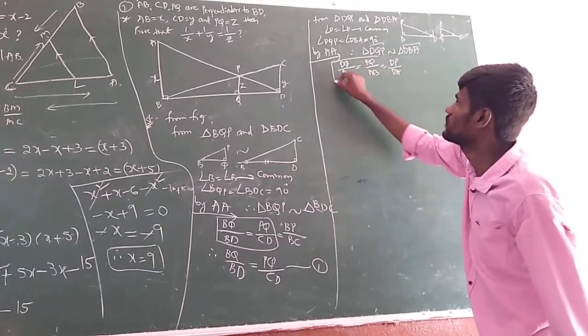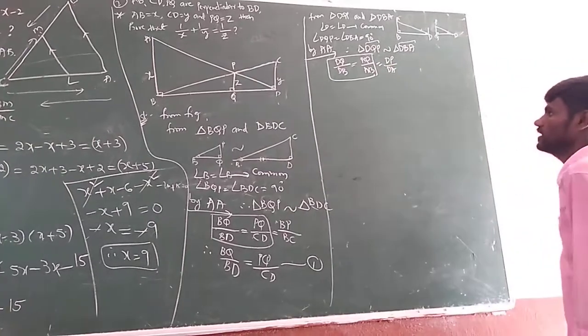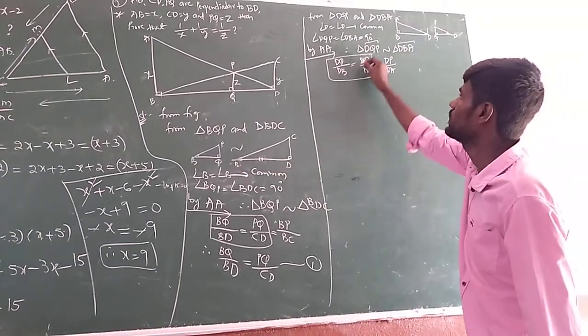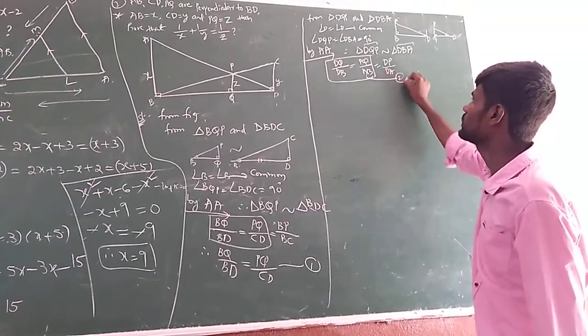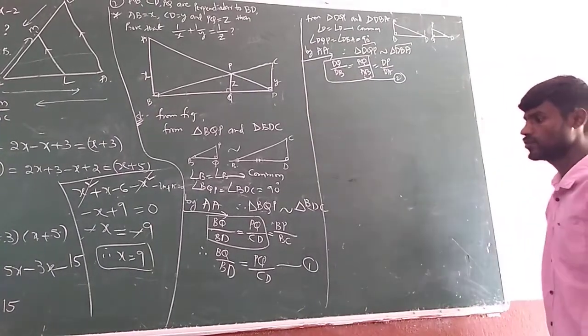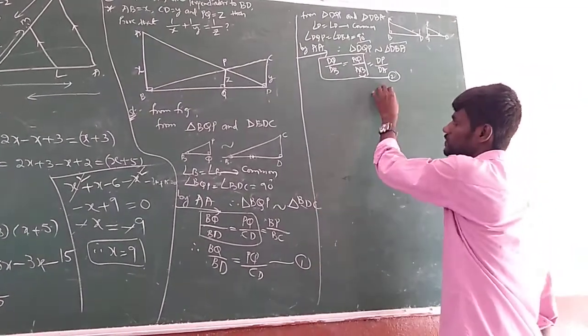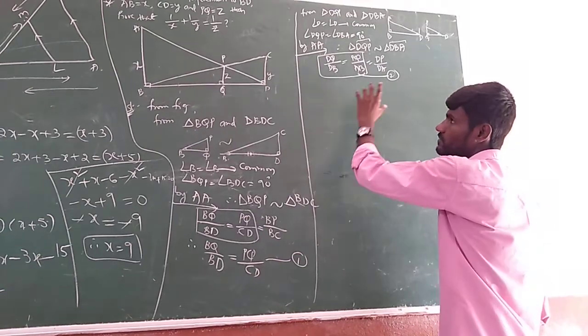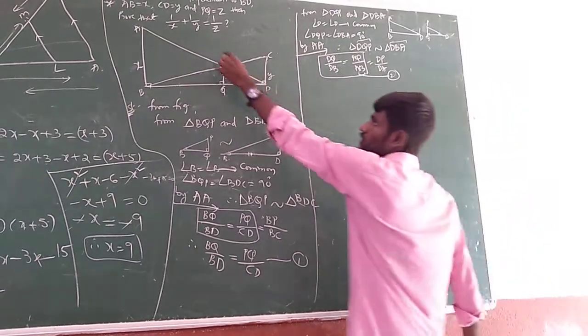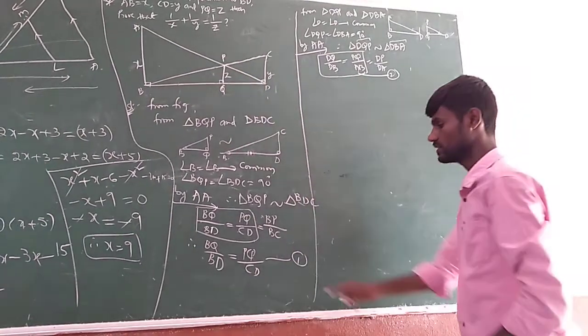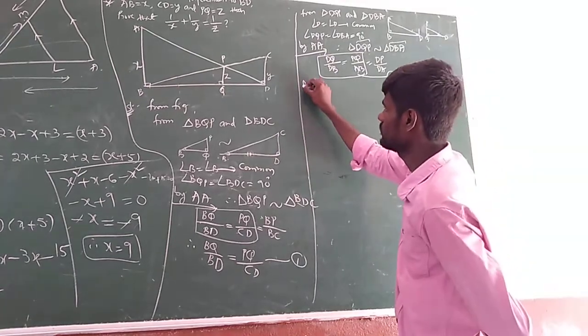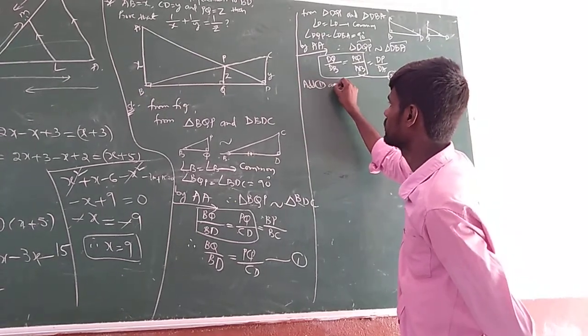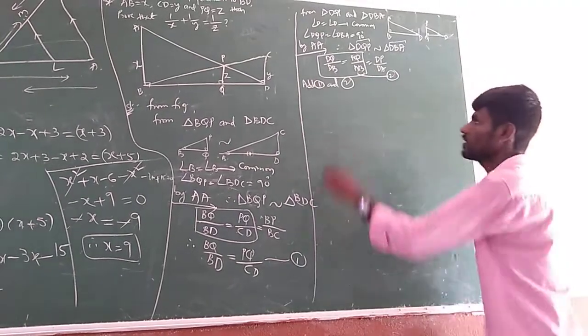But consider only this one. DQ by DB equals PQ by AB, and take it as observation 2. Now if you observe 1 and 2, from these two equations we are going to get our required part. How? Just add 1 and 2.